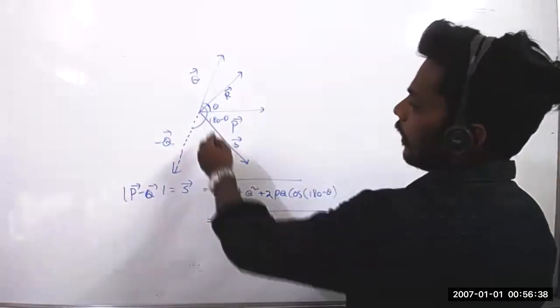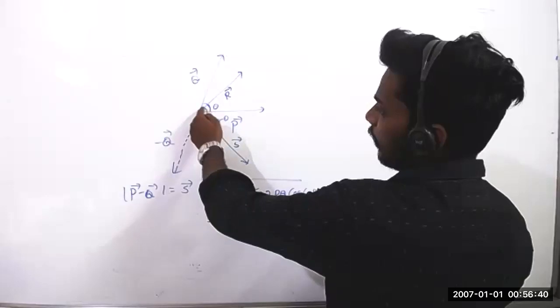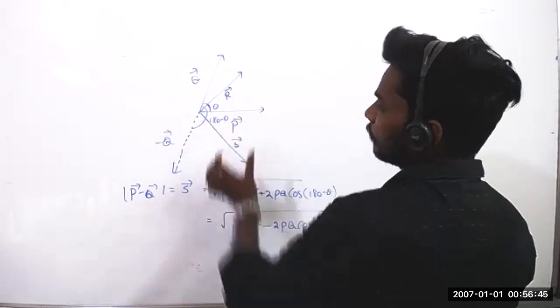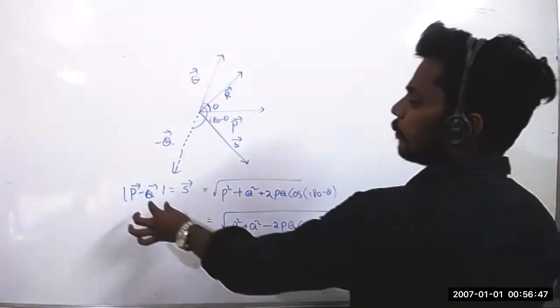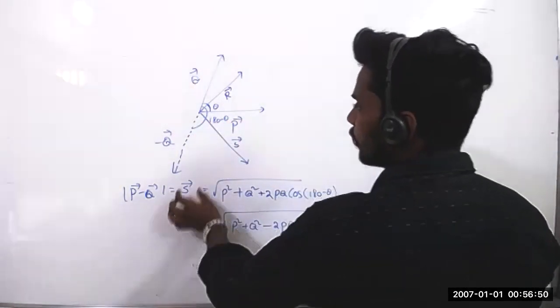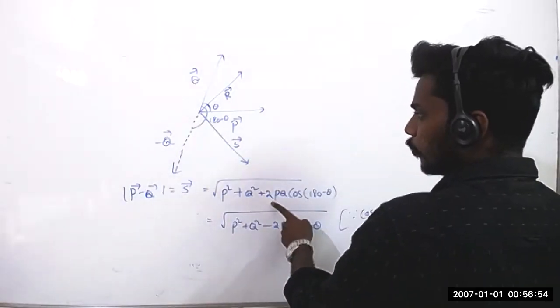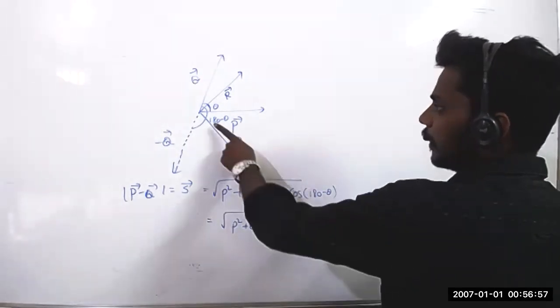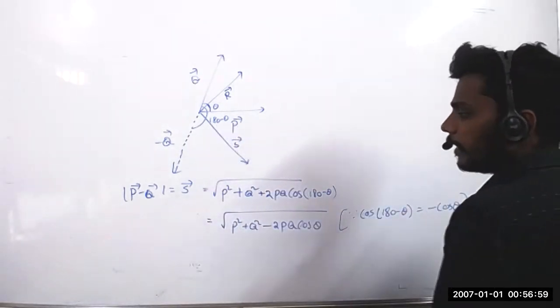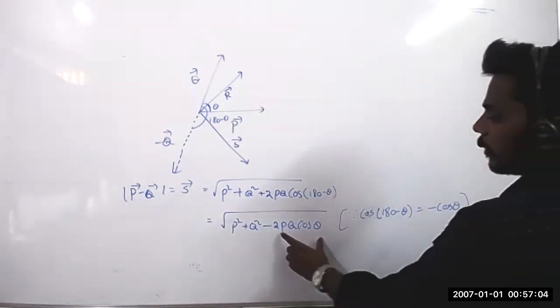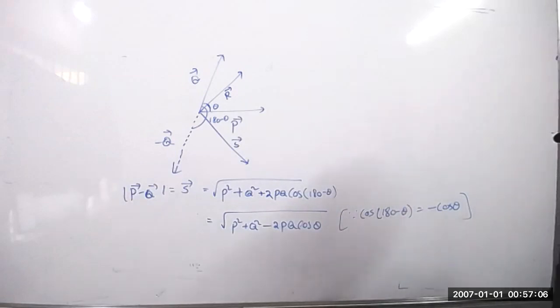If it is theta, then the angle becomes 180 minus theta only, no? So P bar minus Q bar is equal to S bar. If you want to find this resultant, it is P square plus Q square plus 2PQ cos of 180 minus theta, right? Cos 180 minus theta becomes minus cos theta, so I give a minus in front. Clear?